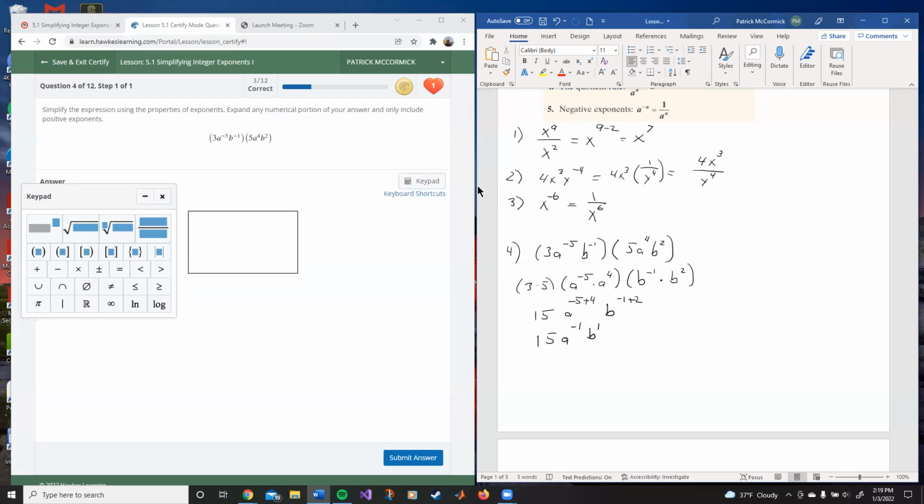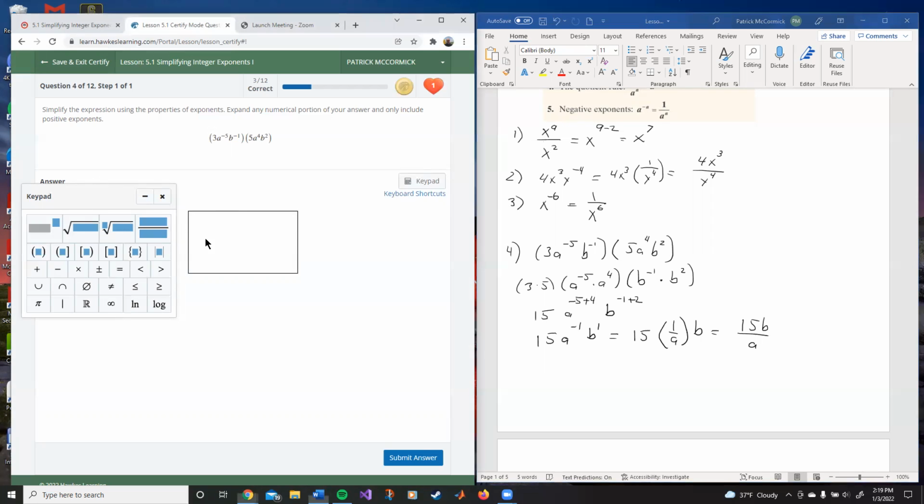Okay. Can't have the negative, right? So this becomes, I'm going to rewrite it this way. So 15 times 1 over a to the 1, I don't have to put the 1, times b, multiply the fractions, so I get 15b over a.